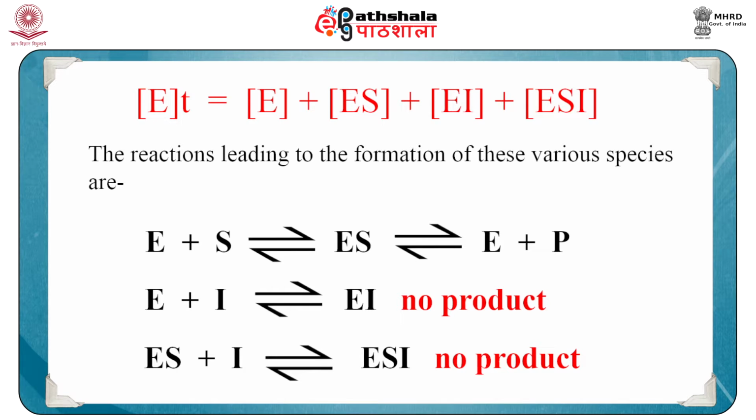The reactions leading to the formation of these various species of enzyme are E plus S giving rise to ES, which then breaks down to give you E plus P. E plus I gives rise to EI, which therefore results in no product. ES can also combine with I, that is a mixed inhibitor, to give rise to ESI. ESI also does not give rise to a product.